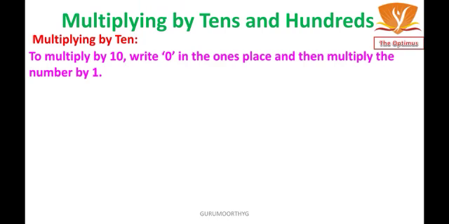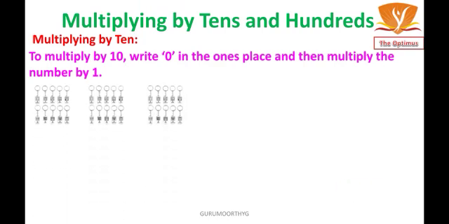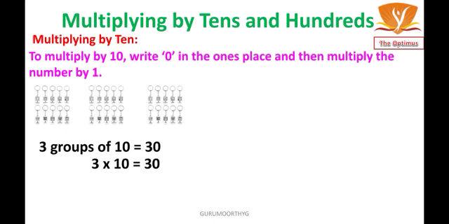Dear kids, here I am showing 3 groups of dollars. Each group has $10. 3 groups of 10 equal 30. Dear kids, here we conclude: when a digit moves from the ones place to the tens place, it becomes 10 times. This means when we multiply 3 ones by 10, the value of the digit 3 becomes 10 times. That is 3 into 10 equal to 30.